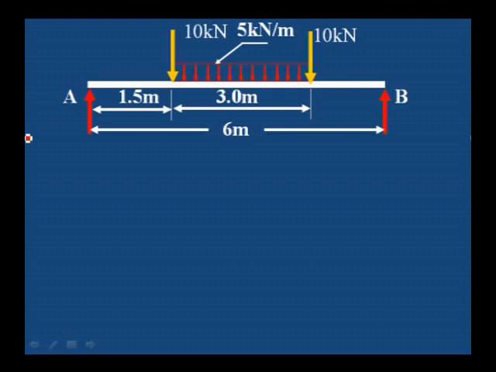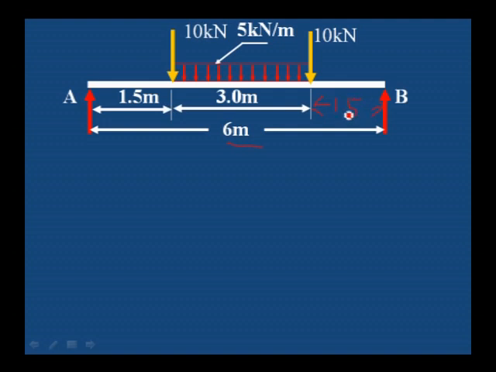Now we will consider one more drawing, one more beam which has a uniformly distributed load in between 2 point loads. One point load is acting on the left side and one on the right side, 10 kilonewton each, and the central load is 5 kilonewton per meter. What you can observe here, the A to B distance is 6 meter, and from A to the first point load is 1.5 and the second point load is at 4.5. Therefore, the distance between the second point load and B is 1.5 meter.